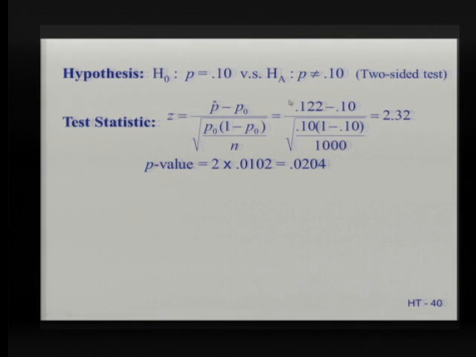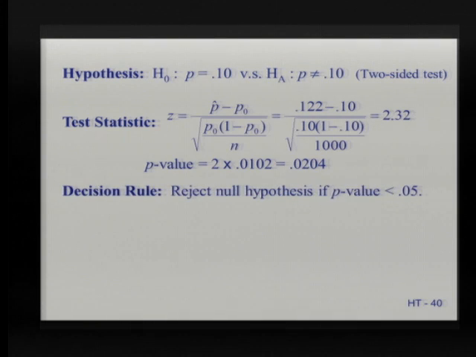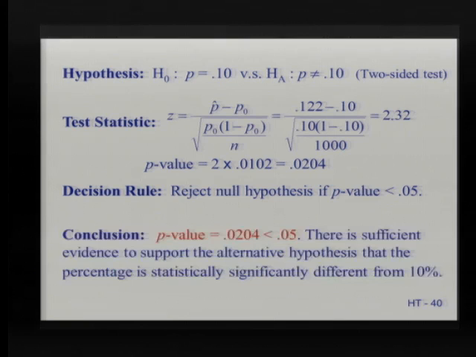But we're doing a two-sided test, so we need to multiply that tail area by 2. So we also include the area to the left of negative 2.32, right? And the total area is the p-value for the two-sided test. So it's actually 0.0204. If we test the hypothesis at 5% level, then you will reject the null hypothesis if this p-value is less than 0.05. It is less than 0.05, so you reject the null hypothesis. That means there's sufficient evidence to support the alternative, that the proportion of people who have no insurance in this community is statistically significantly different from 10%.